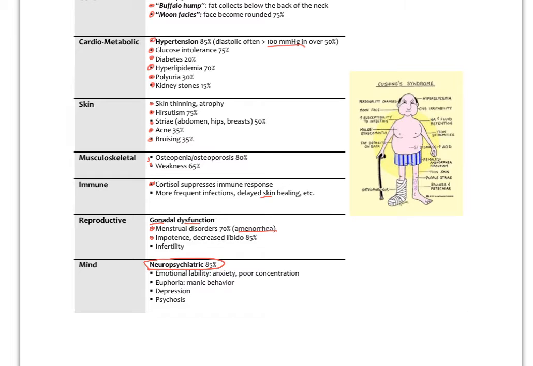No hyperpigmentation of the skin like we see in primary Addison's, and the overall appearance looks almost exactly opposite the classic Addisonian appearance.